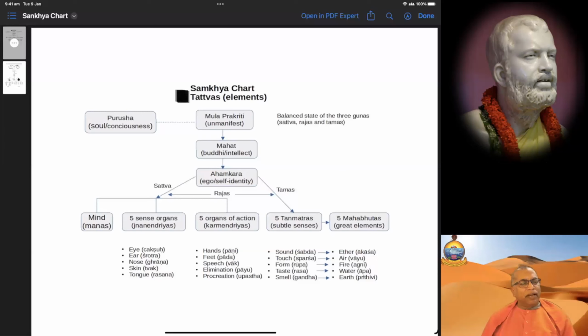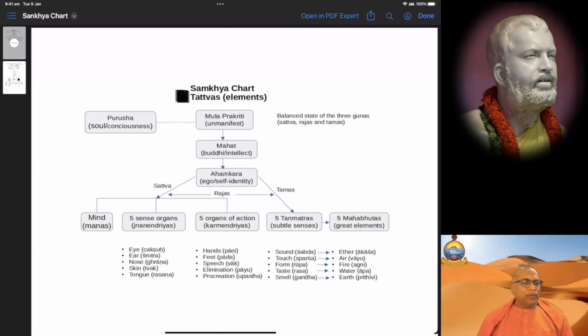Then we have the five tanmatras, which are called the subtle elements. The translation is not very good there. So, shabda, sparsha, rupa, rasa, gandha. Shabda is sound, sparsha is touch, rupa is form, rasa is taste, gandha is smell. And these five tanmatras combine together to produce what are called the pancha mahabhutas, the five elements: earth, air, fire, water, and space.